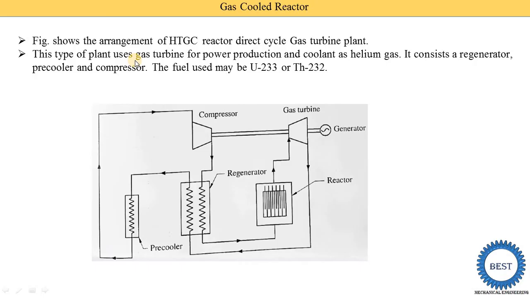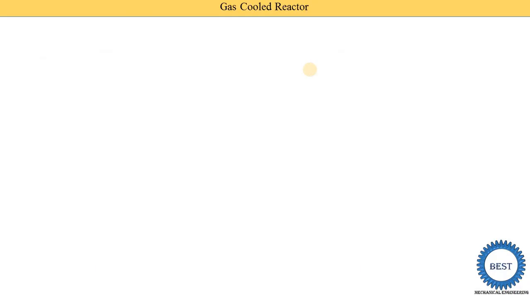These types of plants use the gas turbine for power production, and the coolant is helium gas. In these types CO2 is not used as a coolant, only helium gas is used. It consists of regenerators, pre-coolers, and the compressor. The fuel used may be uranium 233 or thorium 232. Now we understand the advantages and disadvantages.